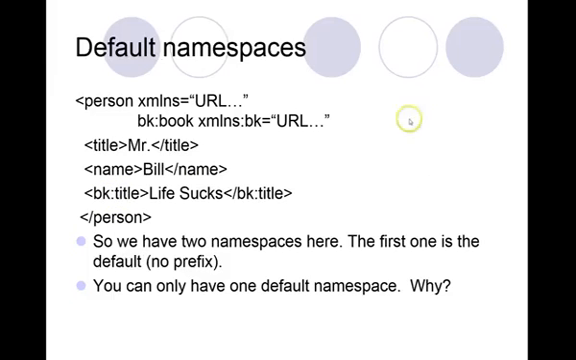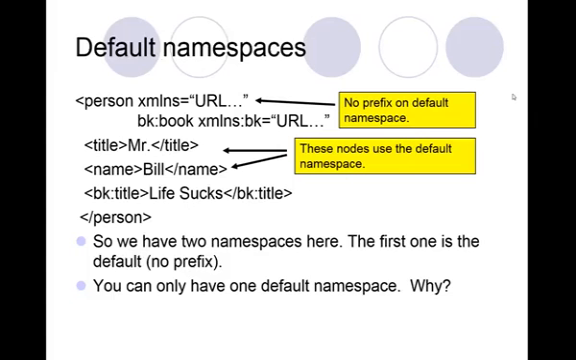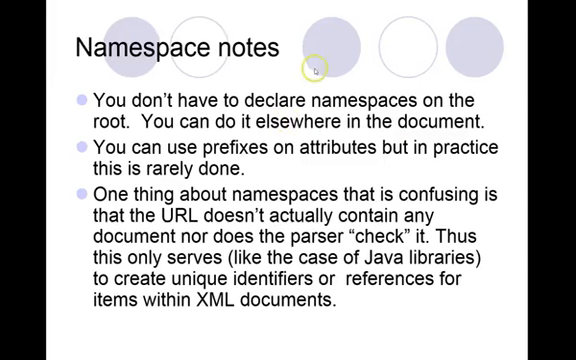Okay? So, it should be pretty clear you can only have one default namespace in any given document. Okay? So here we go. No prefix on the default namespace. And then these nodes use the default. And then we go on from there. Sorry about that. Okay, let's see.